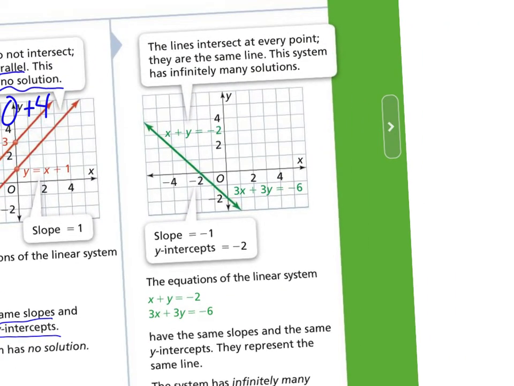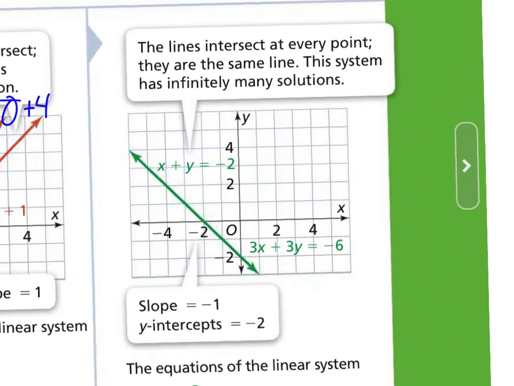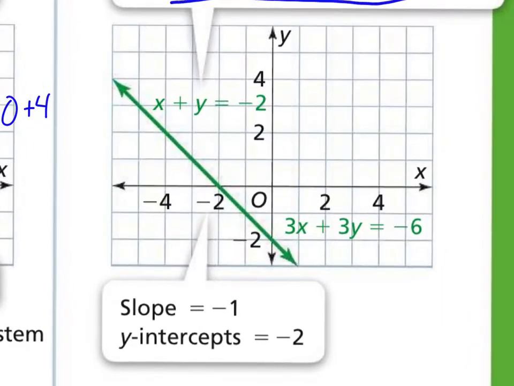And then finally, a third case is another possibility. We have these lines intersect at every point. Infinitely many solutions. No matter what ordered pair we pick, as long as it's on one line, it's also going to be on the other line. And if you'll notice the equations here, those equations look different.